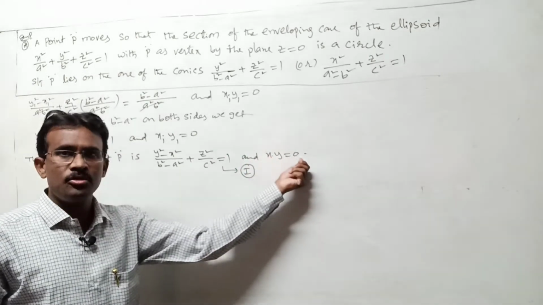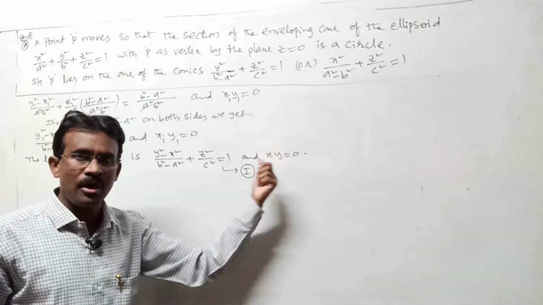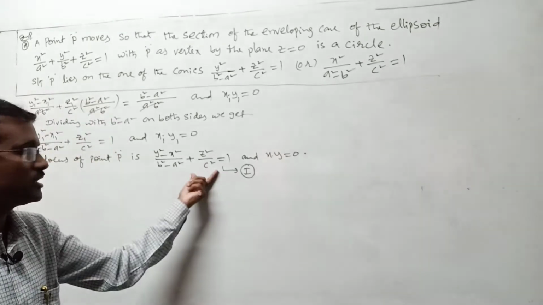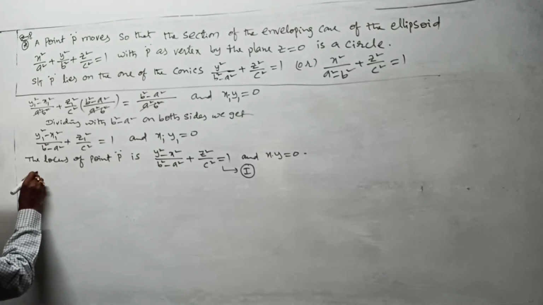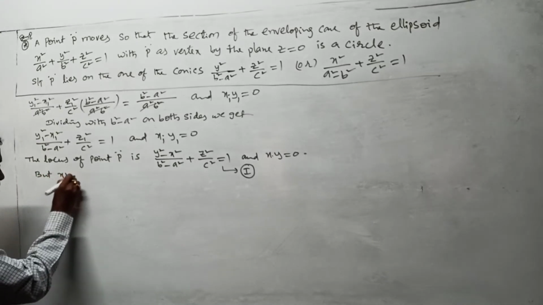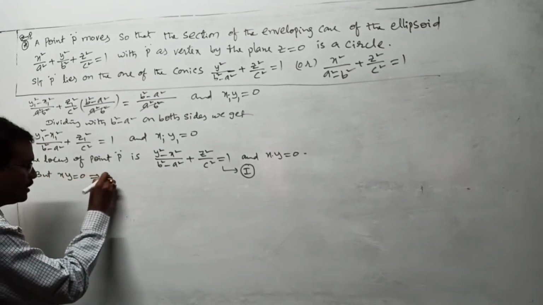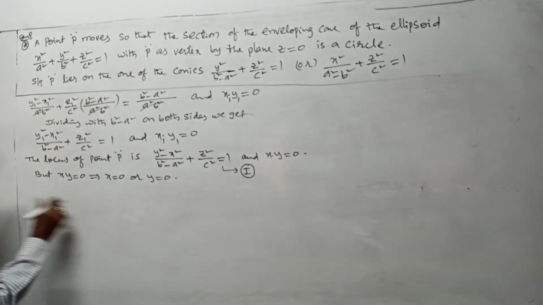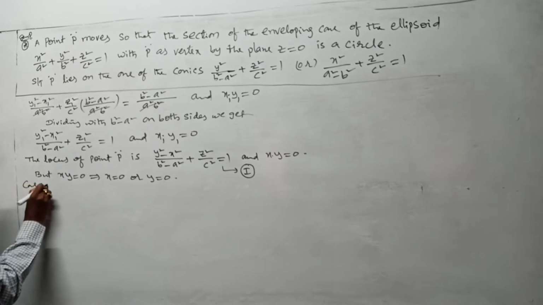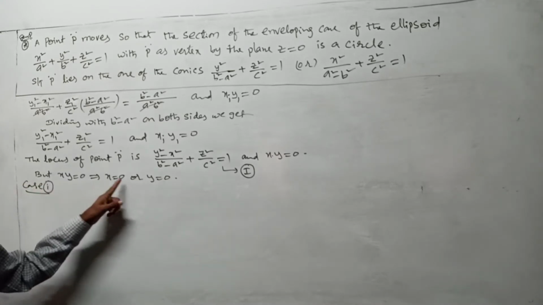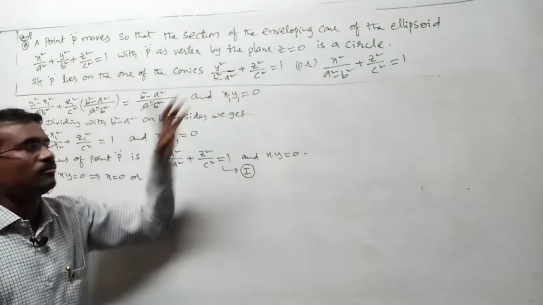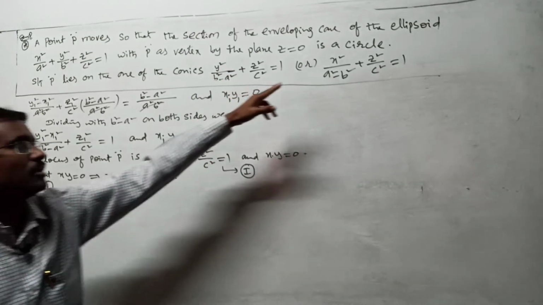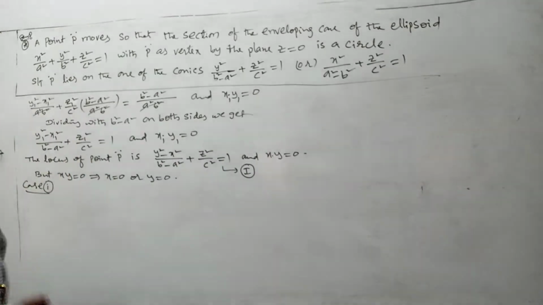But here one step. x into y equal to 0 means what? Either x equal to 0 or y equal to 0. In both situations you have to proceed with this expression. But clearly I am writing now: x into y equal to 0 implies either x equal to 0 or y equal to 0. Now we have to proceed our work in two cases. In case 1, let us take x equal to 0, substitute here, you get one of the results now. In case 2, take y equal to 0, substitute here, you get one of the results now. That completes the total question.